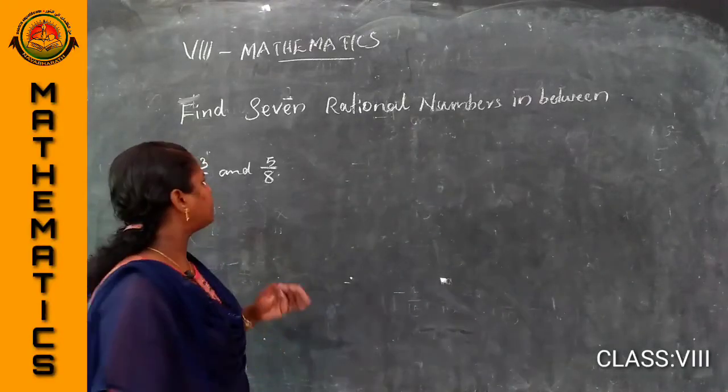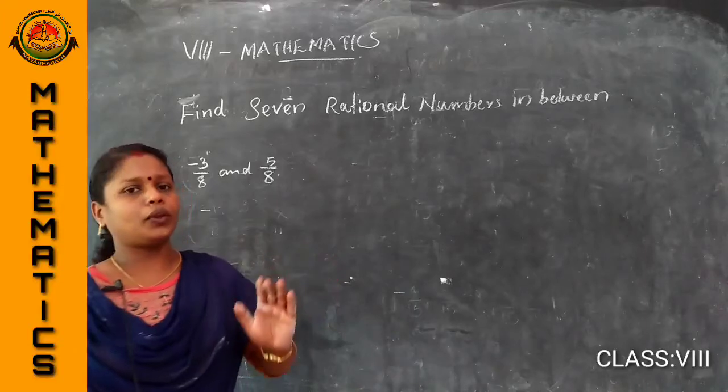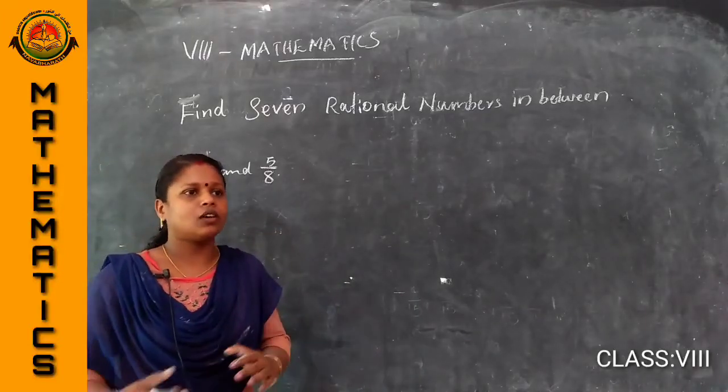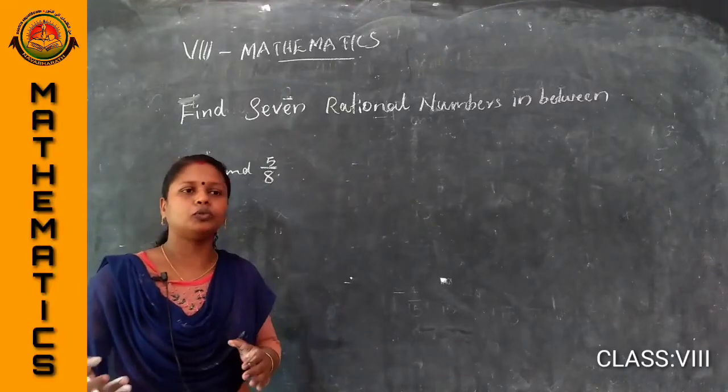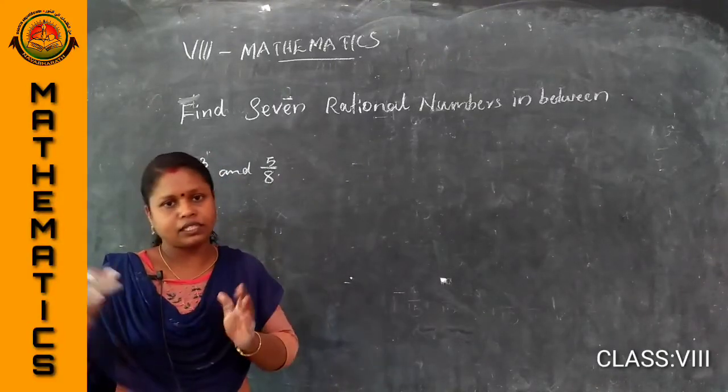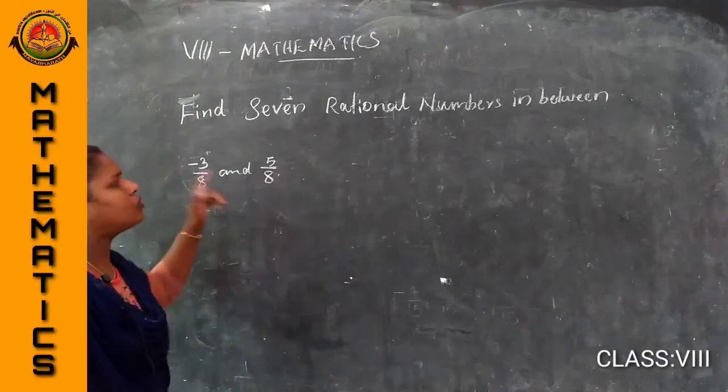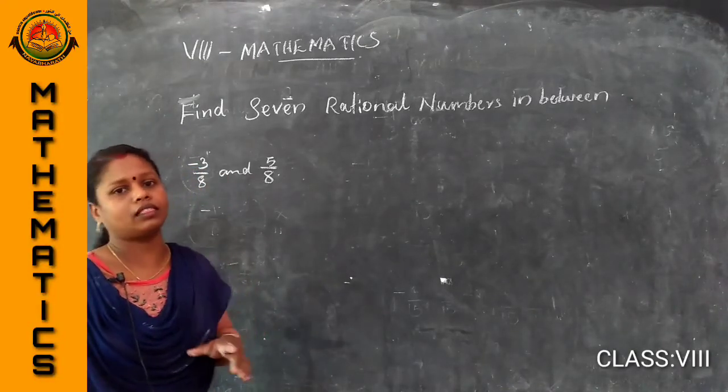If we follow the second method, we need to do many calculations. First we need to add the numbers, then divide by 2. Many steps are there to follow. So it is better to follow the first method.